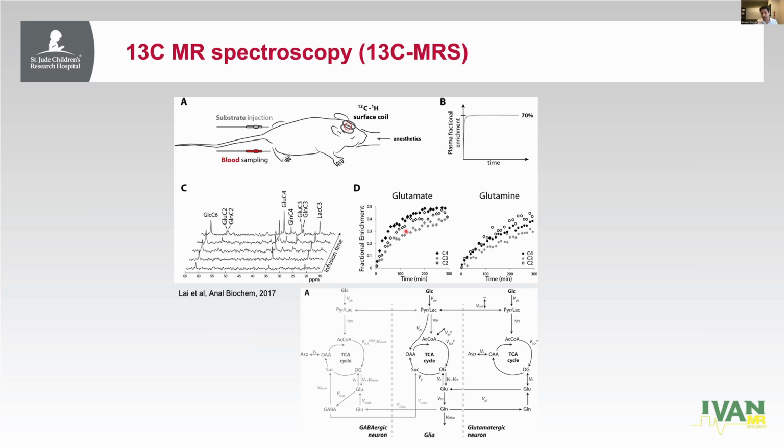And then once you fit this data into your metabolic model, it gives you kinetic rates of different pathways, namely neurotransmission, glutamatergic neuroenergetics, TCA cycling, and so on and so forth. So it's a very neat way of doing spectroscopy.